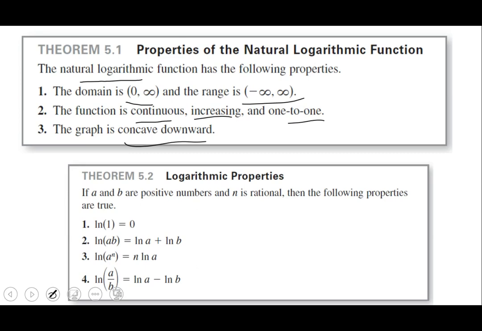Couple of other reminders about the ln, and remember when it comes to ln, it's base e. So the ln of 1 is always equal to 0, because if you had ln base e of 1, e to the what is 1? 0. Then, of course, you see our product property, our power property, and our quotient property.